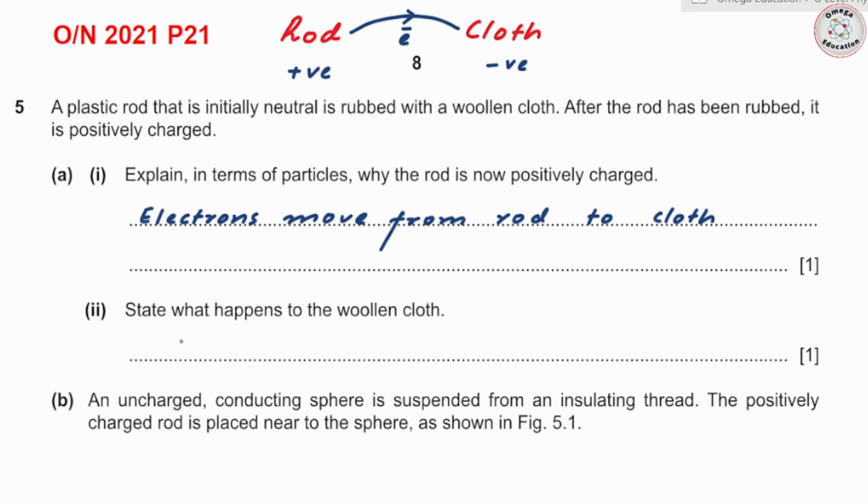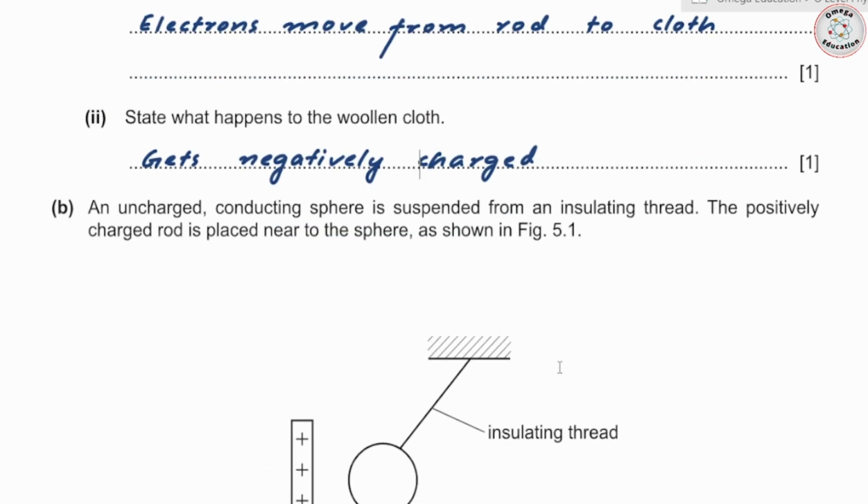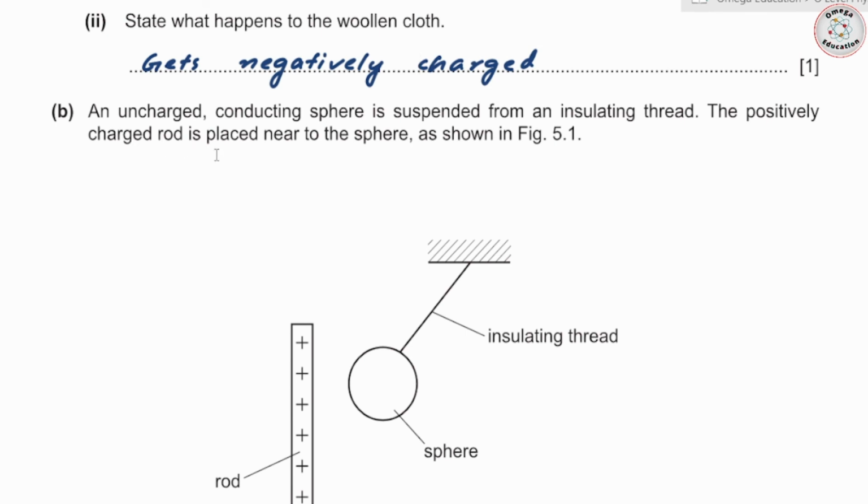State what happens to the woolen cloth. The woolen cloth becomes negatively charged because it gains the electrons, so it becomes negatively charged. An uncharged conducting sphere is suspended from an insulating thread.